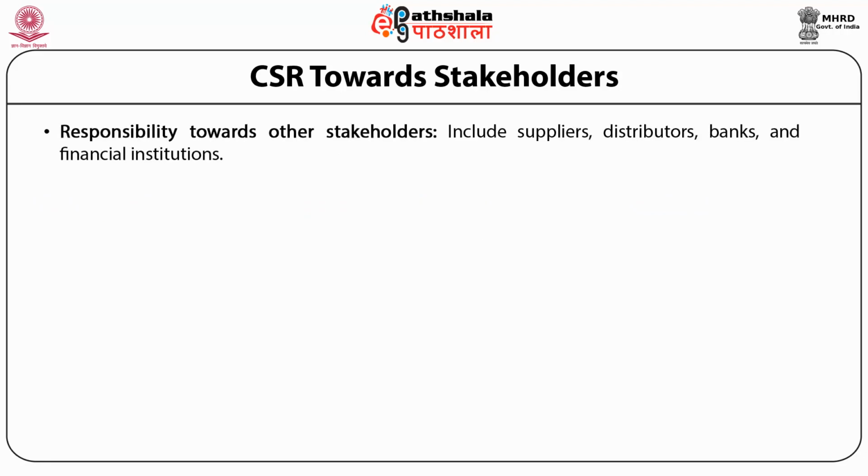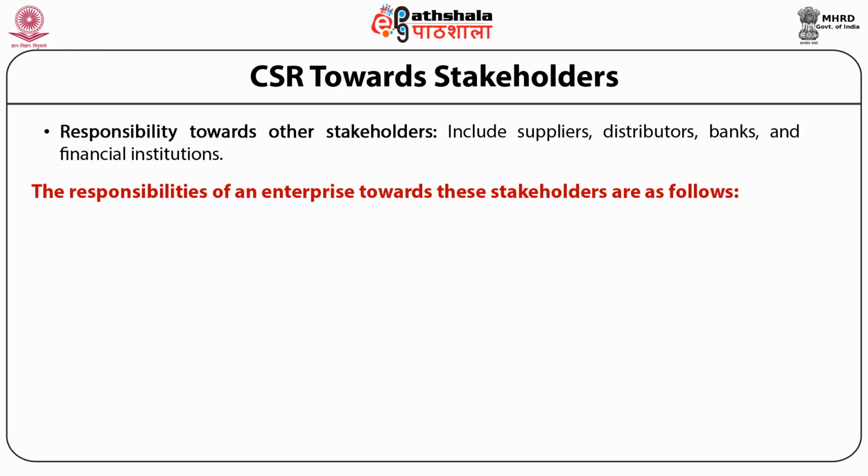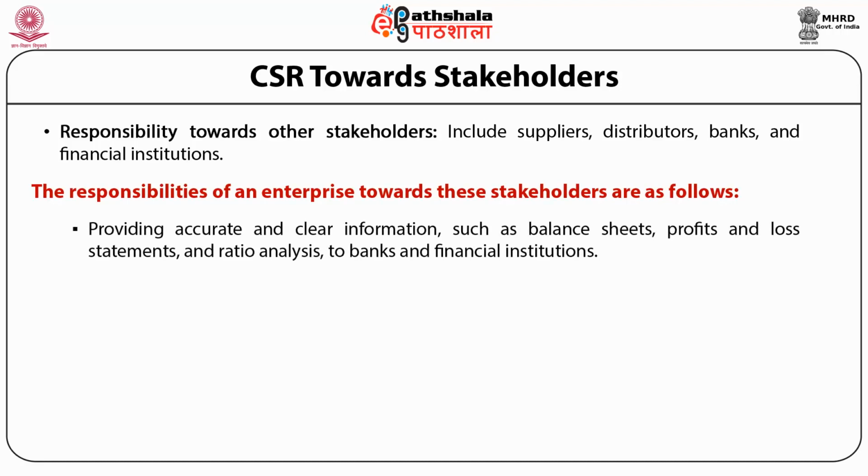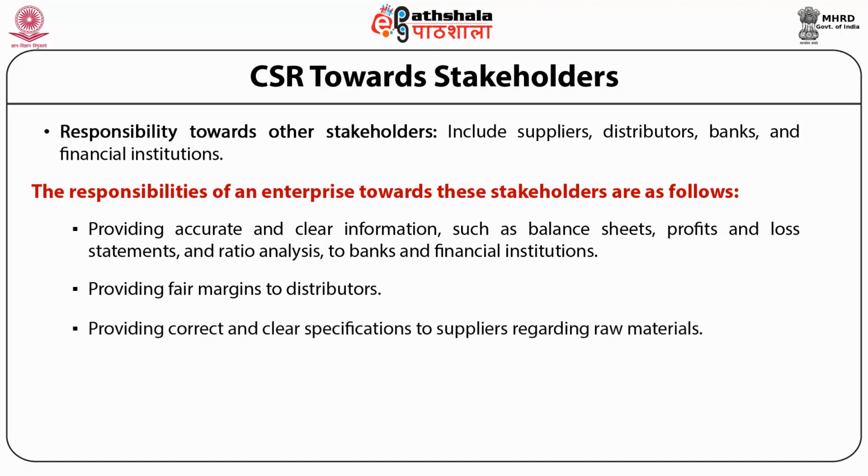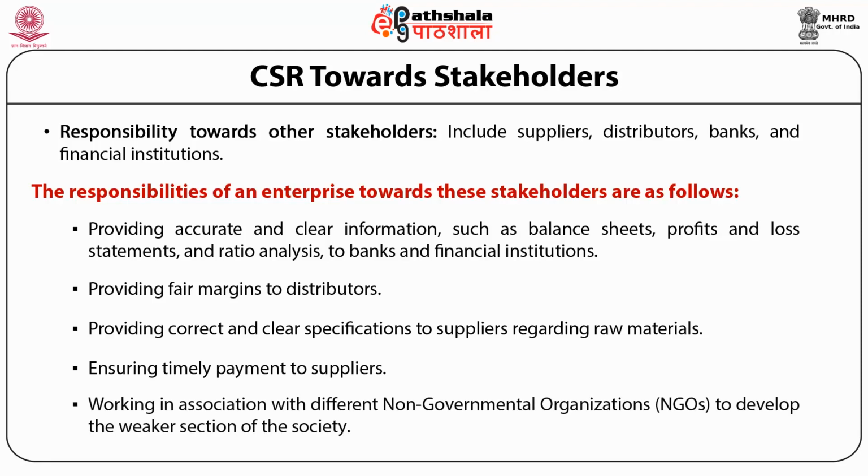Responsibility toward other stakeholders include suppliers, distributors, banks, and financial institutions. The responsibility of an enterprise toward these stakeholders is as follows: providing accurate and clear information such as balance sheet, profit and loss statement, and ratio analysis to banks and financial institutions, providing fair margins to distributors, providing correct and clear specifications to suppliers regarding raw materials, ensuring timely payment to suppliers, working in association with different non-governmental organizations to develop the weaker section of the society.